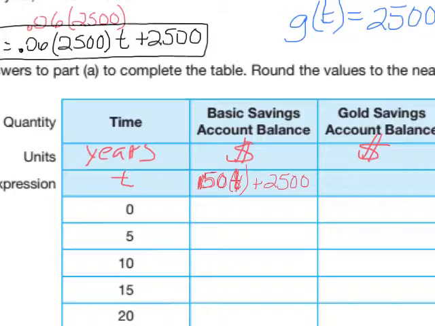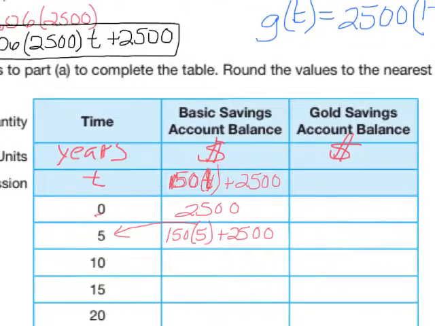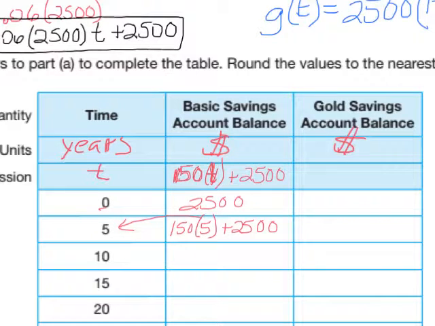So when it's 0, that's today. She has 2,500. And then in 5 years from now, she has 150 times 5 years, 5, because it says 5 here. And then plus the 2,500. And then over here on the gold, you do the same thing for these. Okay, just change this to 10, and then change that to 15.